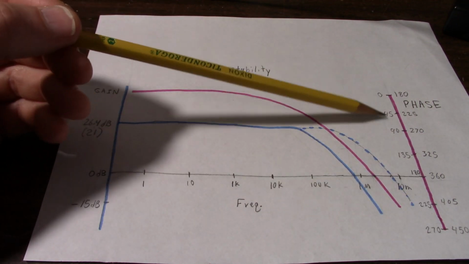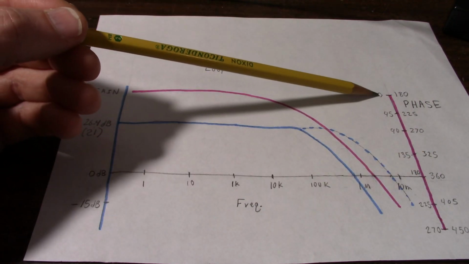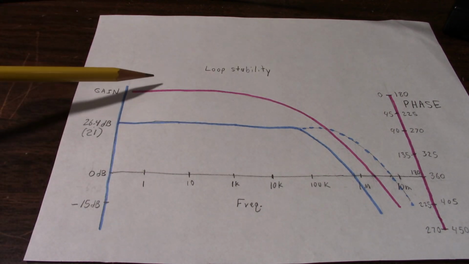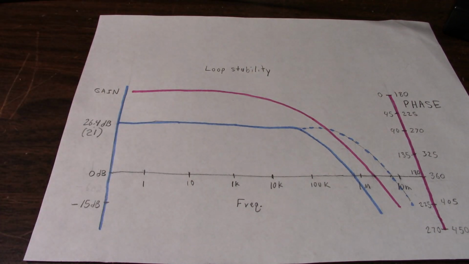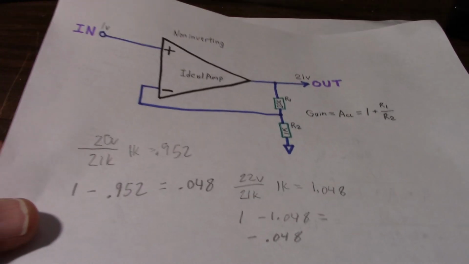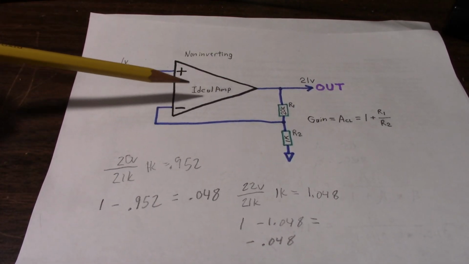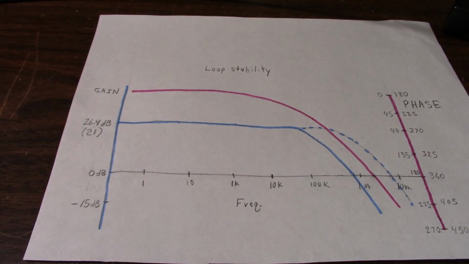Now you see I'm showing two scales here. One I'm starting at 0 and the other at 180. Some people like to start at 0, but because we're working with an amplifier that has negative feedback, which would be 180 degrees out of phase, I'm starting at 180 degrees.